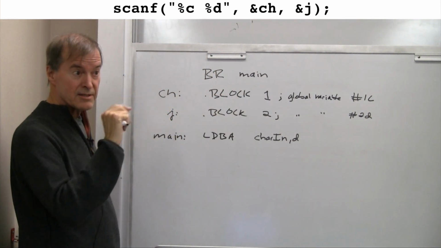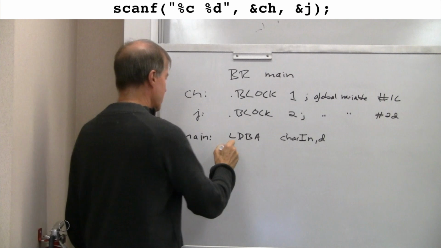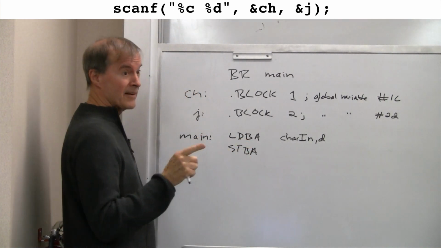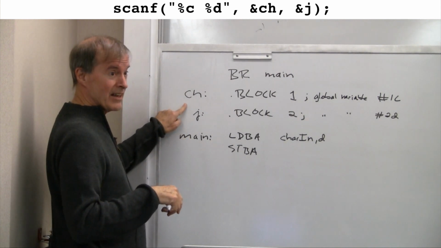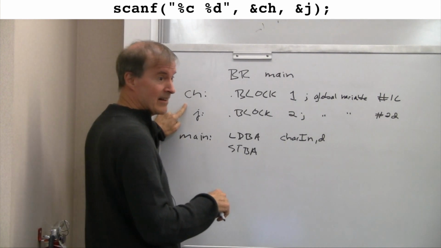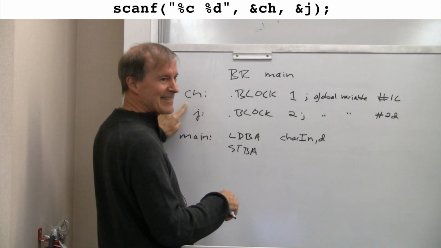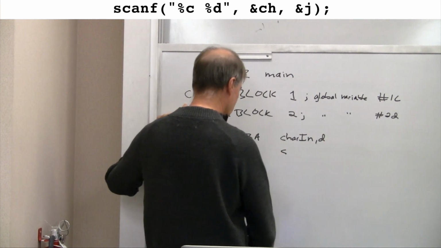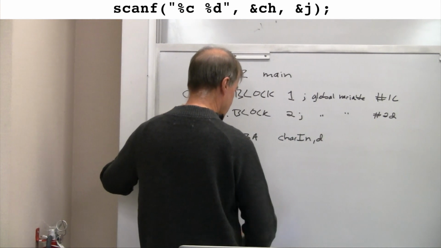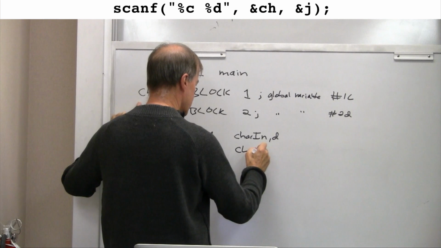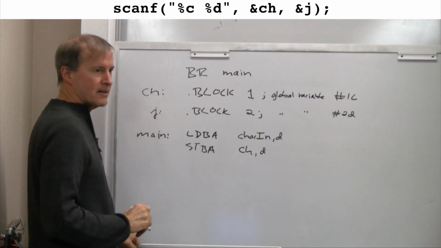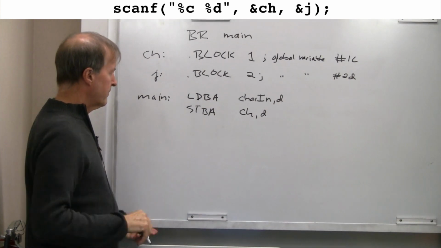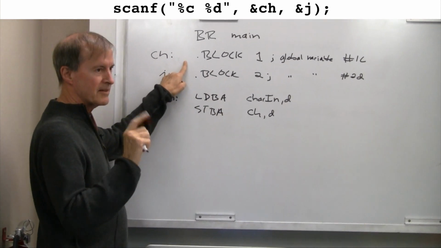And now what's next? Store byte accumulator to where? Now to where? CH, addressing mode. Yeah. Okay, so this is store byte accumulator into CH direct. And these are load byte and store byte instead of load word and store word because a character is 1 byte.